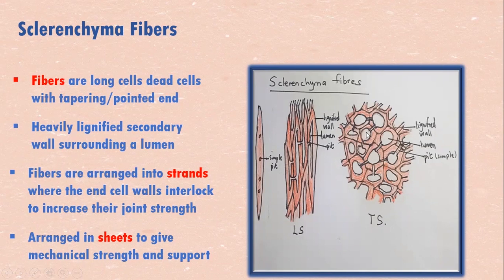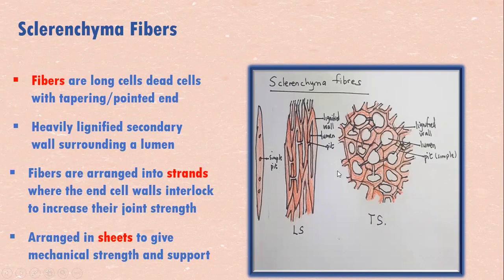In TS, you see very tough walls, all right? And you can see pits joining one lumen, it's one lumen, and you can see the pits joining them and the lignified secondary wall, very thick.